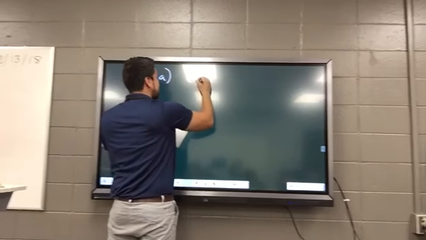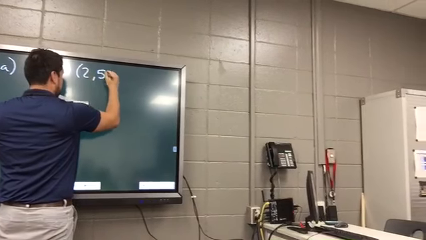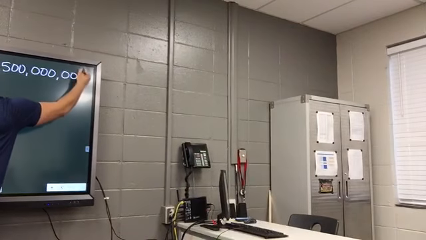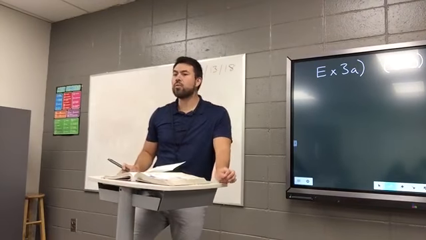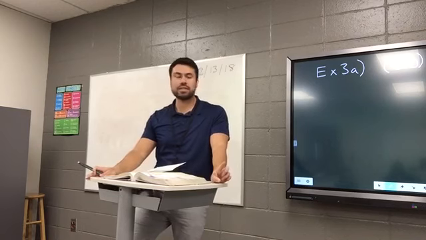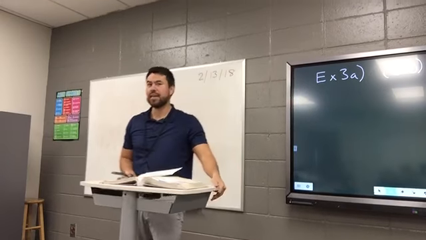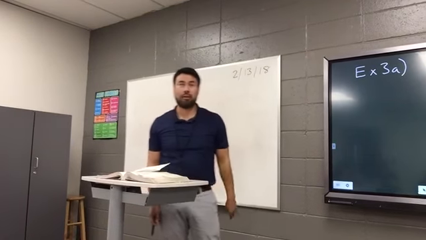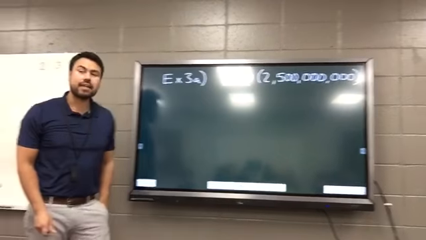We have 610 times 2,500,000,000. That's a big number. Now you can multiply it just like you normally do, but this is what we are going to do. We're going to convert both of these numbers, 610 and 2,500,000,000, into scientific notation and then multiply. Okay, so how would you write 610 in scientific notation?